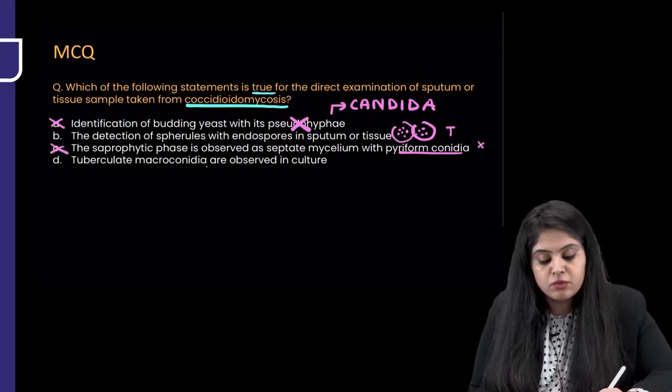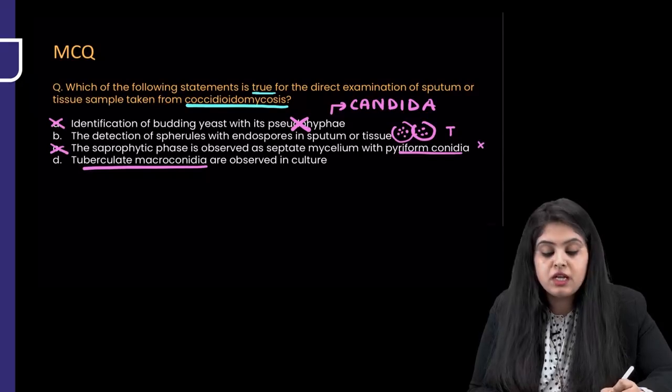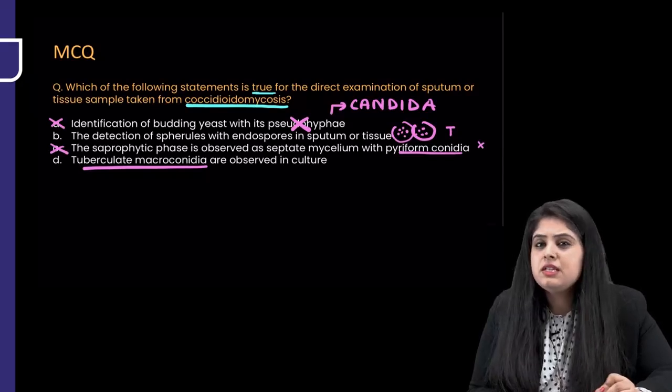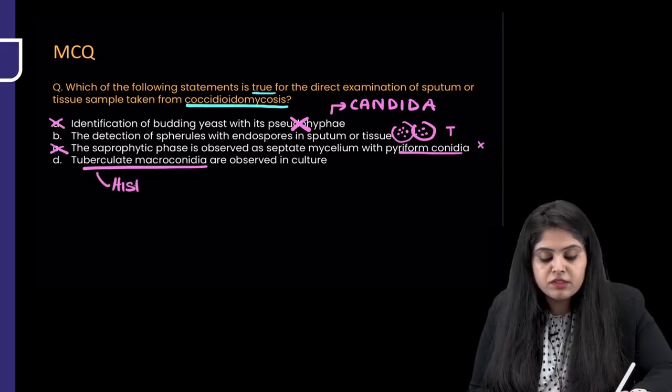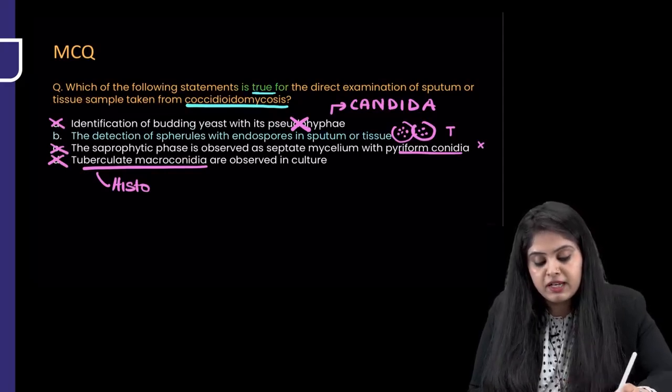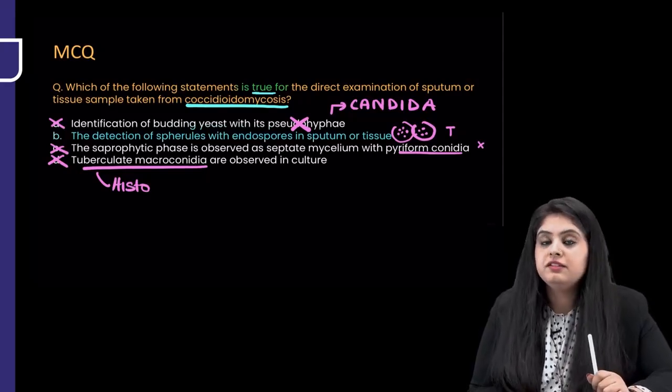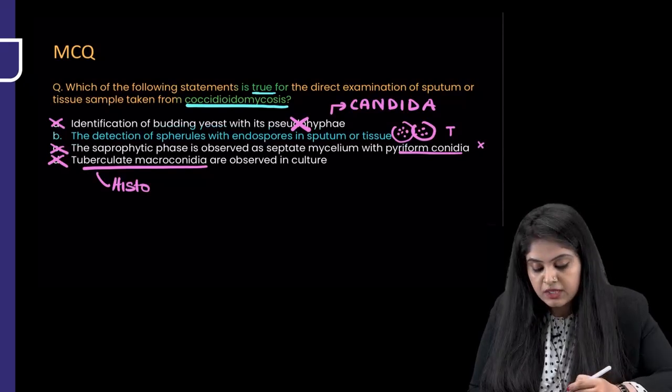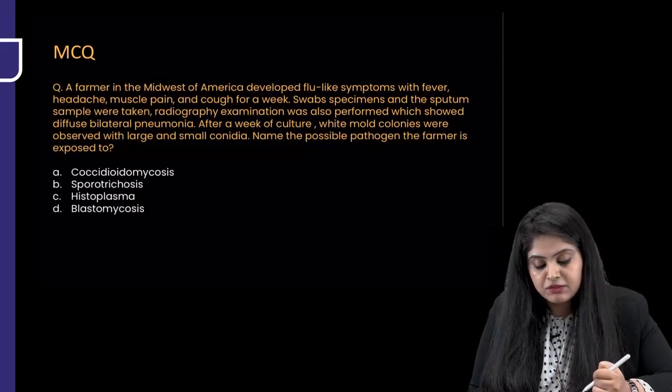Tuberculate macroconidia are observed in culture. No, as far as I remember, the TB word comes and the fungus that I think of is histoplasma. So that is also wrong. Which is the true one? The right one had to be picked up. I feel the second one, where I was seeing spherules with endospores, that is definitely the one that I can see with coccidioidomycosis. Remember ABCD? That was coccidio. Moving on to the next question.